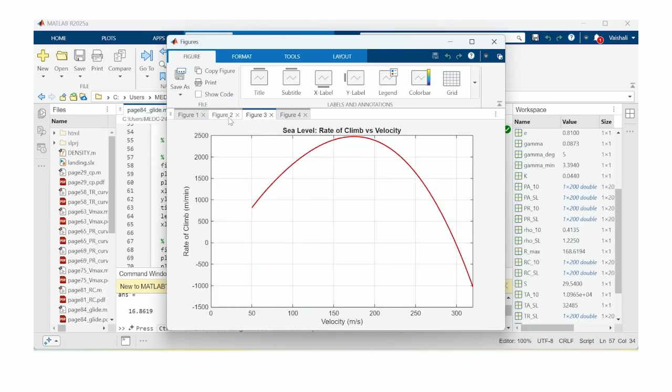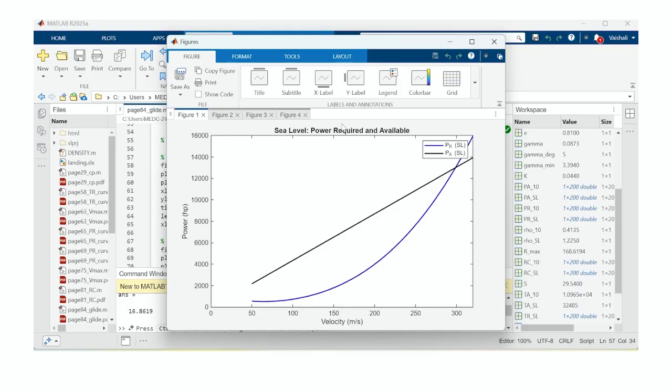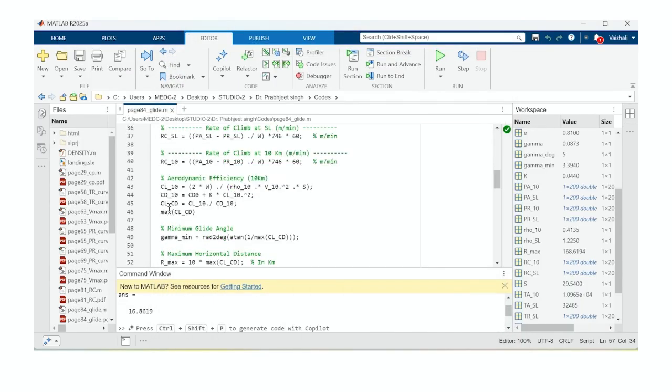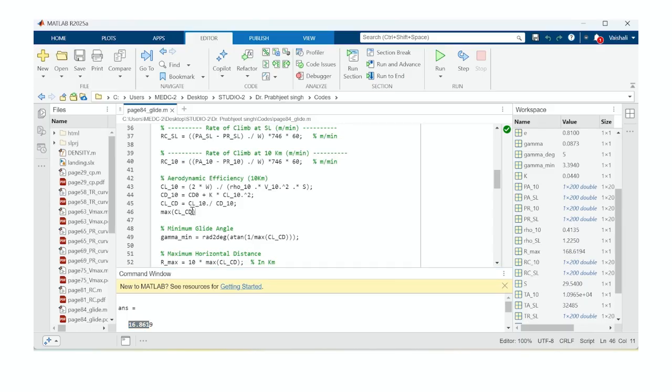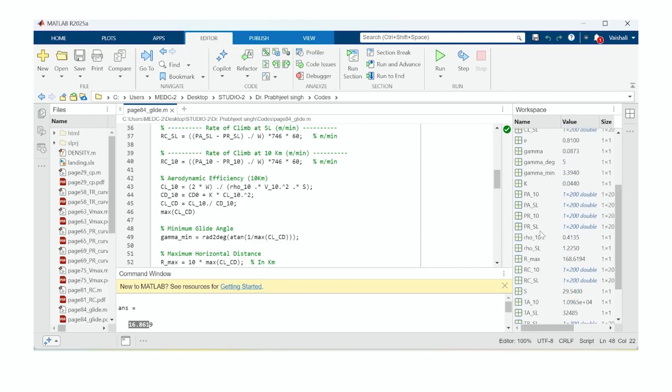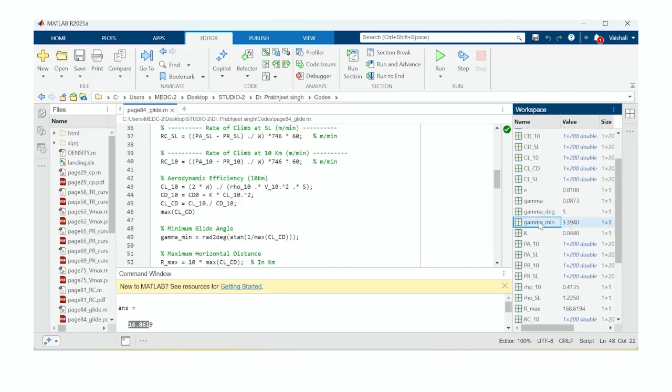These are the plots that we have already plotted earlier. Now what is the maximum CL by CD? Since I have not put a semicolon here, I have got maximum CL by CD equals 16.8619. So the maximum CL by CD is 16.86. Now gamma minimum, if I look in the workspace, gamma minimum is here: 3.394 degrees. So the minimum gamma should be 3.394 degrees to travel the maximum horizontal distance.